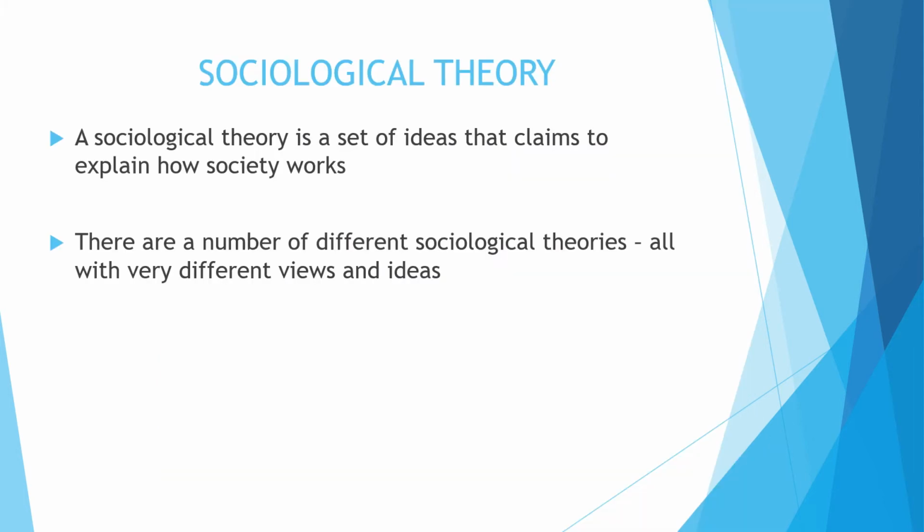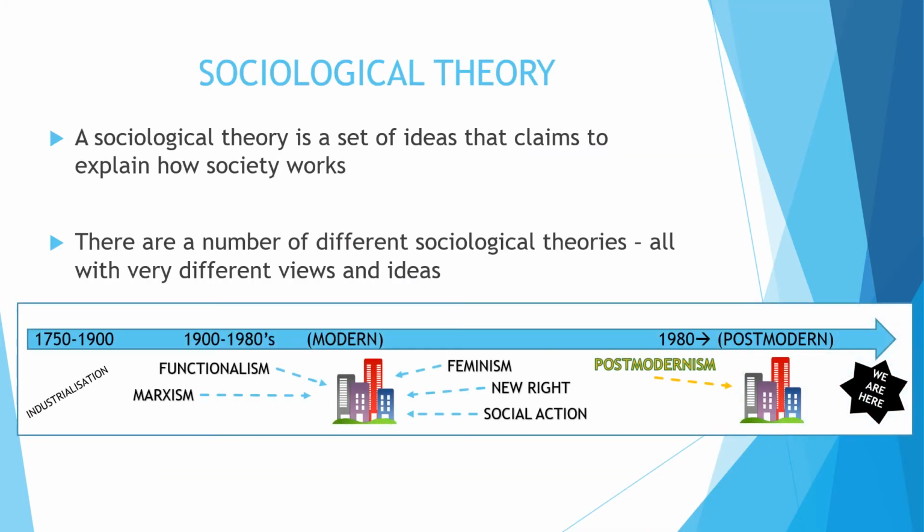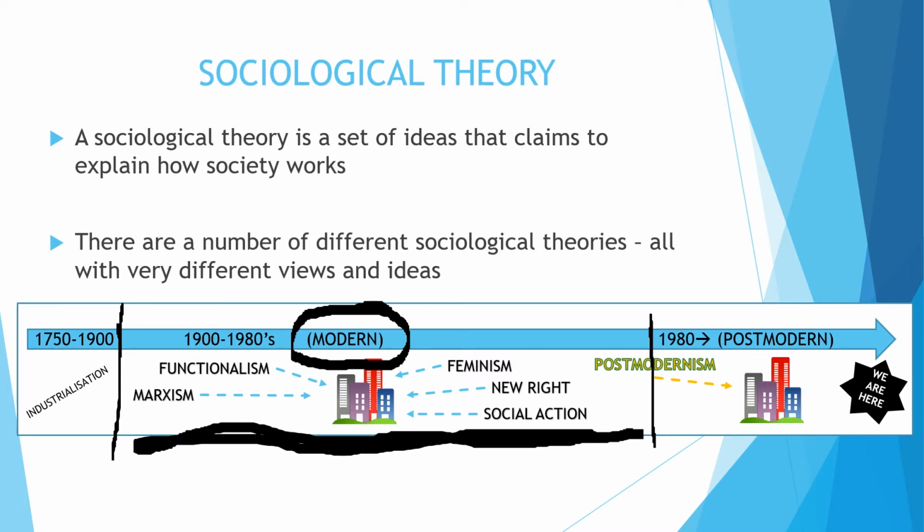Each theory tries to explain the world in its own way. As I said before, there are some differences here. Most theories are what we call modern. They exist in the modern era. The modern era was roughly the 1750s, or post-industrialization, let's say 1900s to the 1980s. This is when most of the theories existed. Functionalism, Marxism, feminism, New Right, social action, all existed in this time zone.